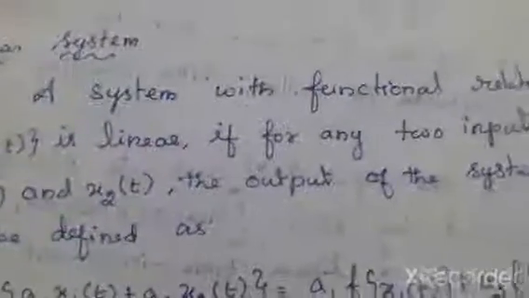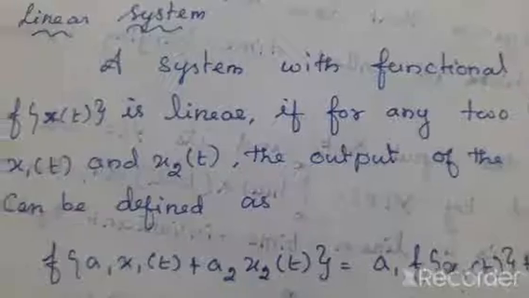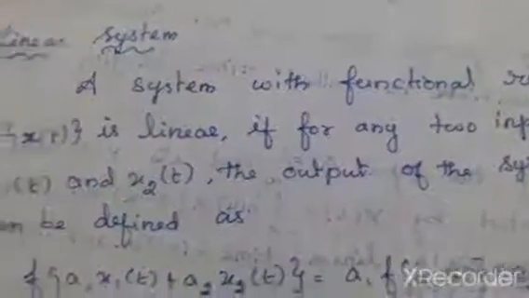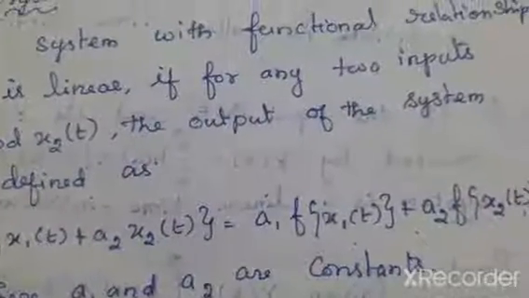A linear system: a system whose functional relationship f of x of t is linear if, for any two inputs x1 of t and x2 of t, the output of the system can be defined as f of a1 x1 of t plus a2 x2 of t equal to a1 f of x1 of t plus a2 f of x2 of t, where a1 and a2 are constants.